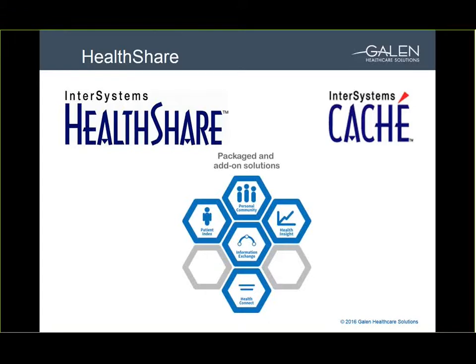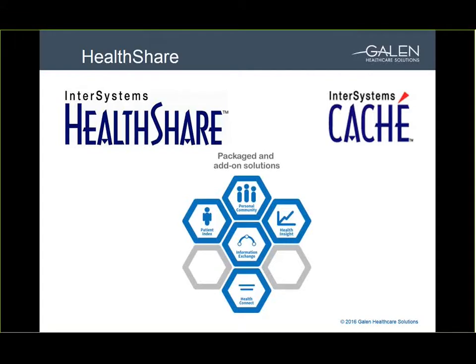One thing to note about HealthShare is that all this sits on top of the InterSystems Cache database, both HealthShare and Health Connect. The nice thing about that is the Cache database, which is an object-oriented database, is known to be extremely nimble, fast, and scalable. So by building HealthShare and Health Connect on the Cache database, you already get the advantage of those three things that I mentioned before.